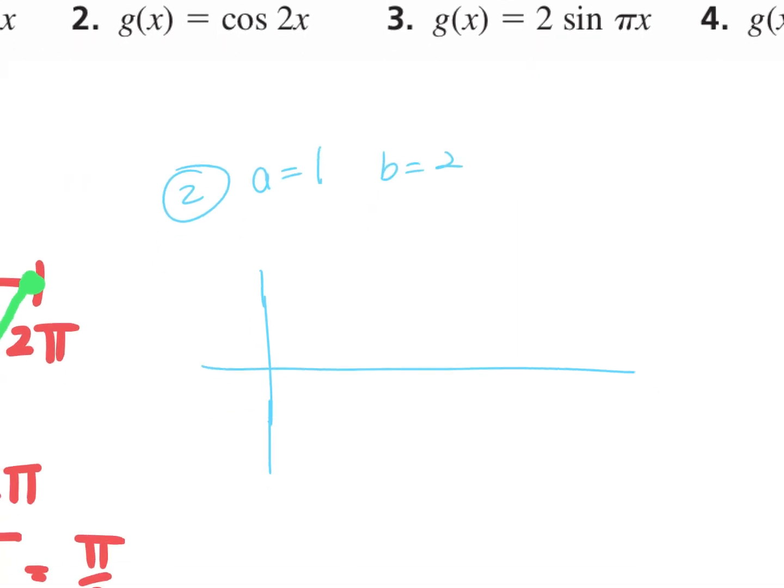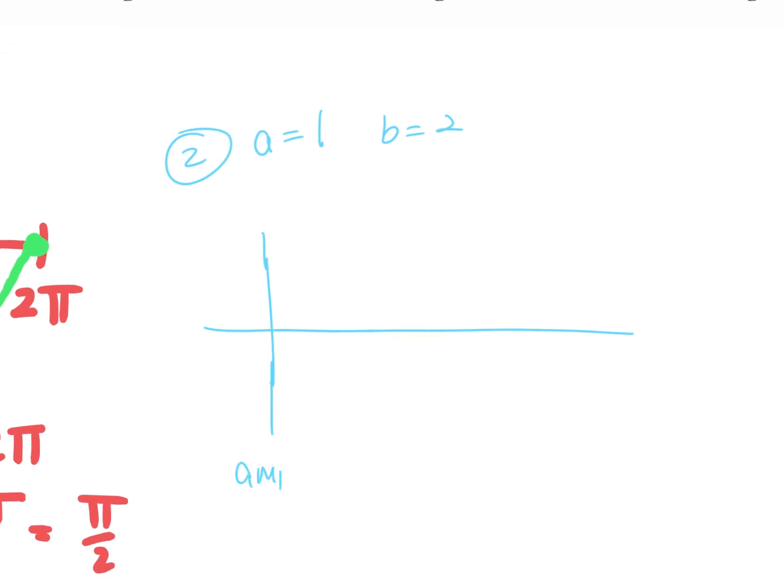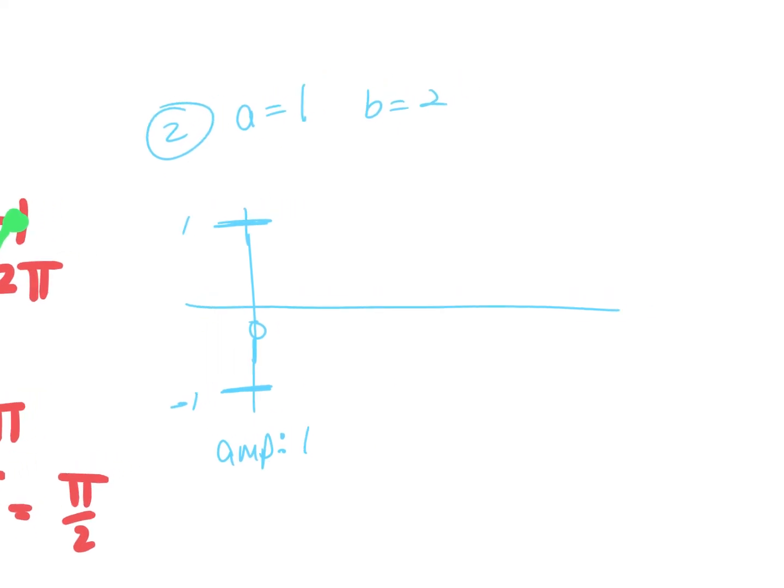So your amplitude is 1. That means the highest the graph goes is +1, and the lowest it goes is -1. Anybody have any questions on that? Now we're going to find the time period.